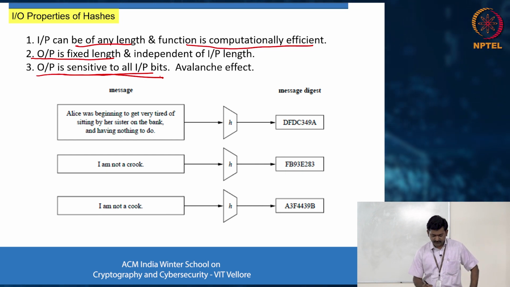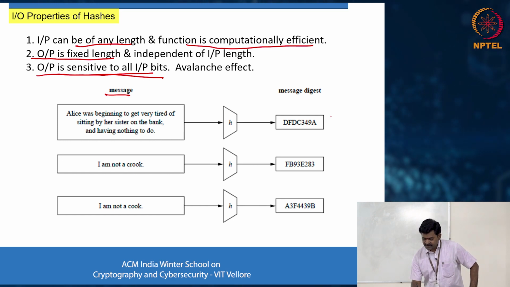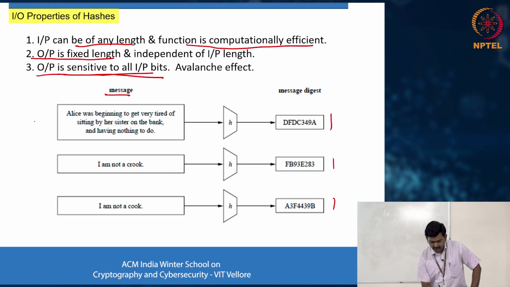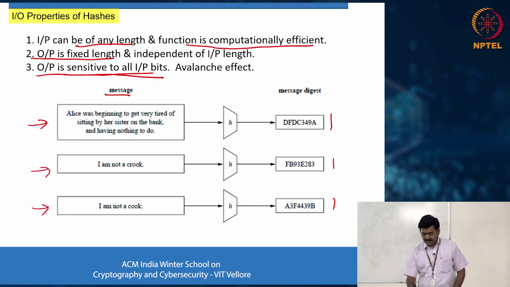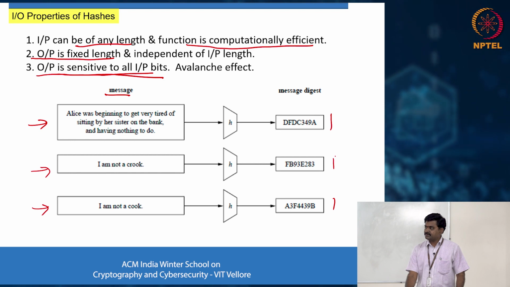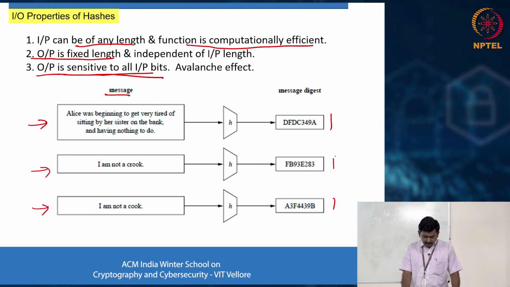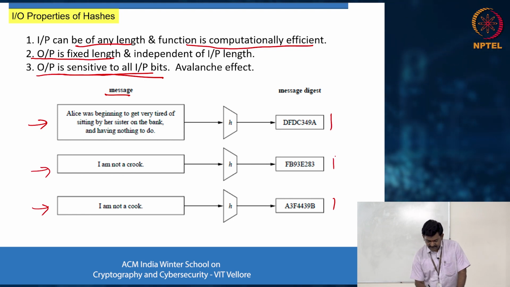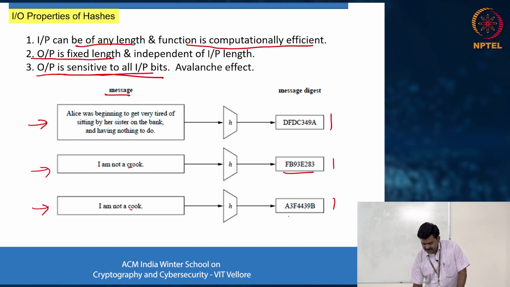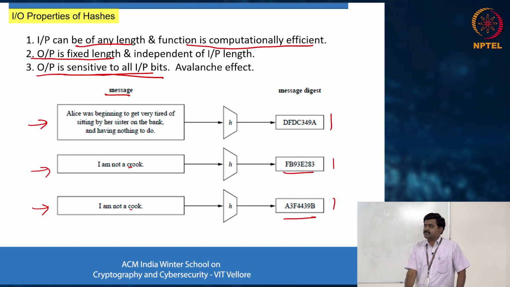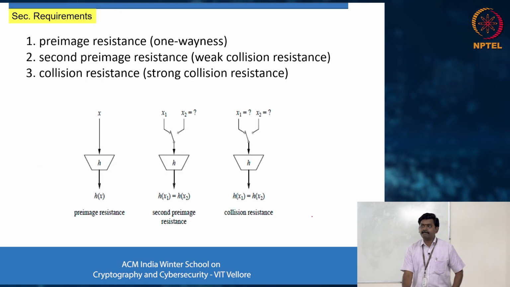There is a diagrammatic illustration. You see here the message. Remember, the message digest is of fixed length. Whatever input I give, the input is variable length, but you get a fixed length message digest, irrespective of the size of the message. Then even a minor change, you see here there is a minor change in the text, and you see the difference in the message digest that it has produced. So these are all the properties of hashes.